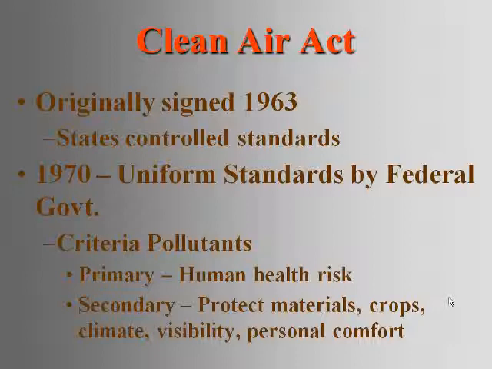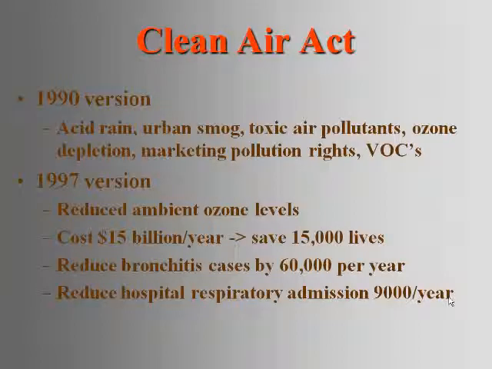The pollutants, the criteria, looked at human health risk primarily, and then the secondary pollutants looked at crops, animals, climate, personal comfort, materials, all the extra stuff. So put our human health first, and then everything else second. In 1990, it was updated to look at acid rain, smog, toxins, ozone, and then marketing, and then the VOCs. All those are things we're going to be talking about.